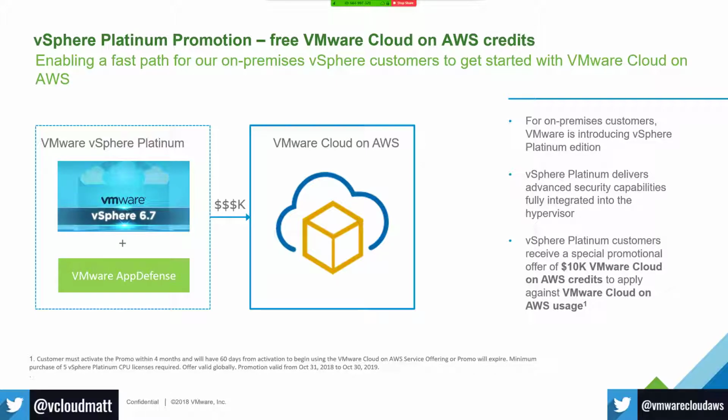We are going to do another App Defense. Actually, we're going to do a vSphere Platinum session with App Defense in another 2 weeks. So the next webinar is going to be on vSphere Platinum and VMware App Defense, where we can go a little bit more detail about what that means. Now, what it means to my team and what we do is that also includes credits towards VMware Cloud on AWS. So you can go ahead and try it a little bit and see how it fits your use cases.